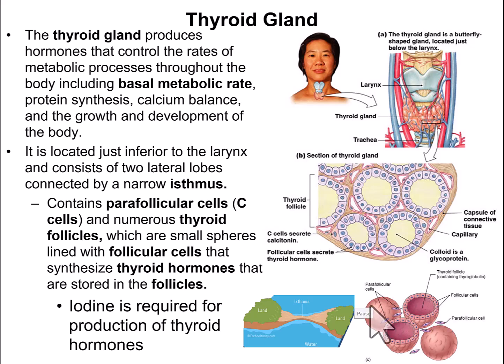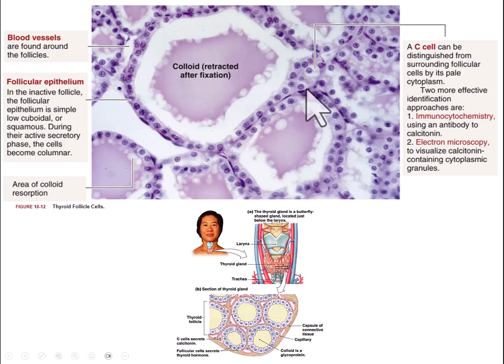Well, iodine is absolutely essential for making thyroid hormones. If you don't have enough iodine, you're not going to make thyroid hormones. Here's a histological slide showing the thyroid gland. And you can see these are called follicular cells that form the wall of the follicle. And then inside of this is your colloid. Well, this particular slide, when they prepped it, the colloid retracted. And so what you see here in purple is the colloid, but then there's this white area around it. That's where it's retracted from the follicular cells that make up the wall of the thyroid follicle.